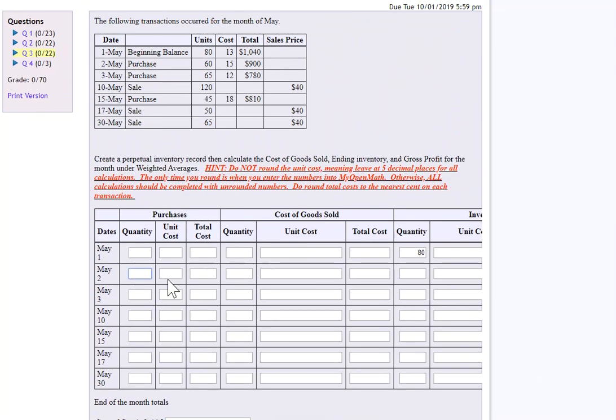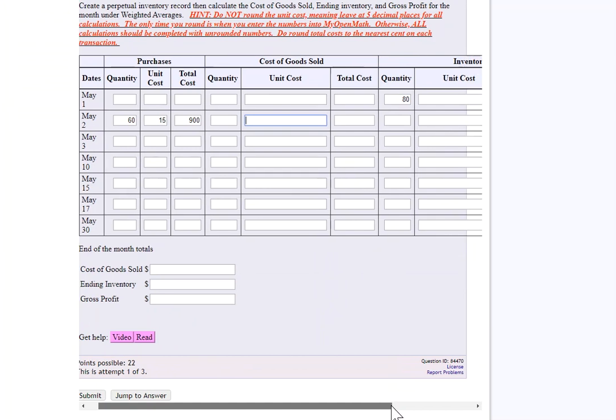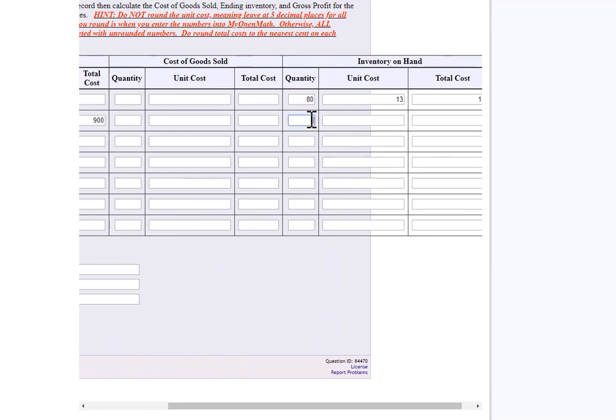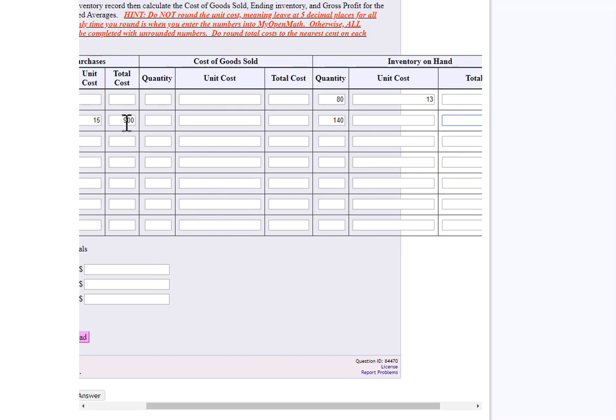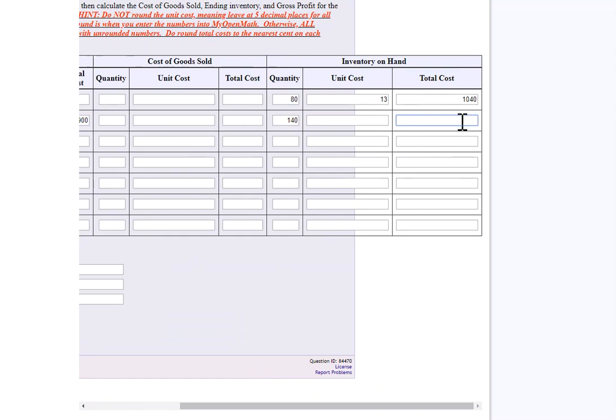Now, anytime under weighted average that we make a purchase, we have to recalculate that average. And that's exactly what's going to happen here. I'm going to purchase 60 units that had a cost of 15, total cost of 900. So those balances are going to get added to my existing balance. I'm going to add 60 units to the 80 I already had on hand. That's going to give me 140. The total cost is going to go up by $900 to account for that new purchase. So I now have $1,940, and I'll have to recalculate the unit cost.